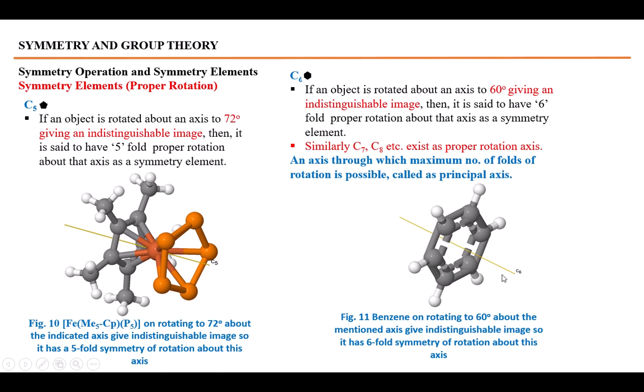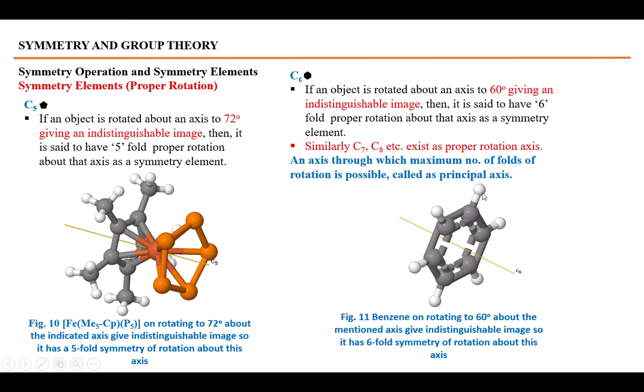If we take the axis passing through a benzene molecule in the perpendicular direction to the benzene, there exists a C6 symmetry. What do you mean by C6 symmetry? If we rotate this molecule by 360 degrees about this axis, it will give you the same image 6 times. Hence a C6 exists in the benzene molecule perpendicular to the benzene plane. Similarly, C7, C8, etc. symmetry or proper axes of rotation exist in some molecules.